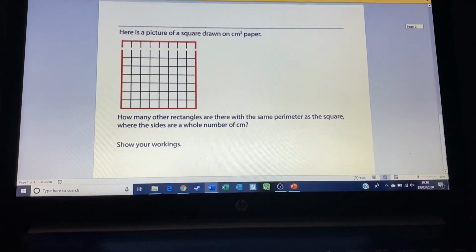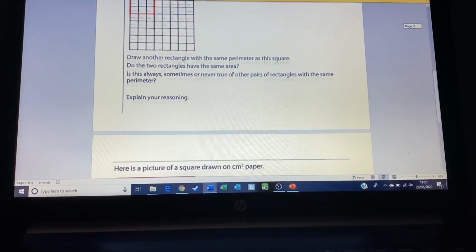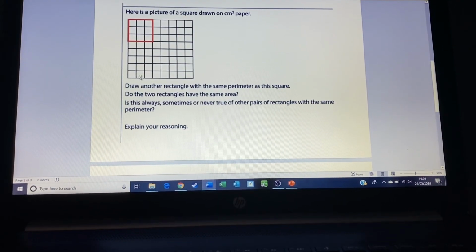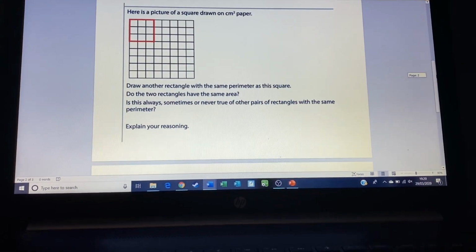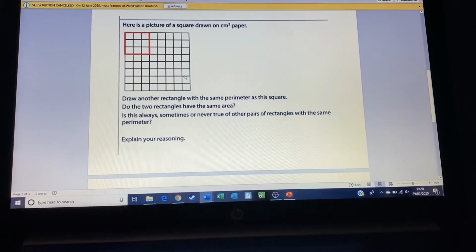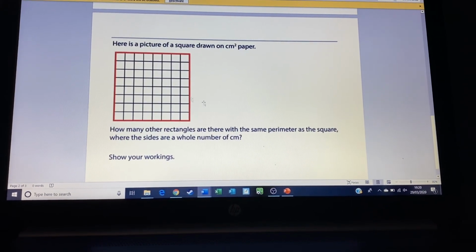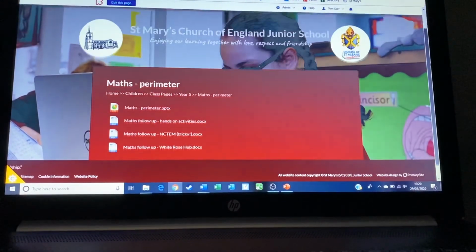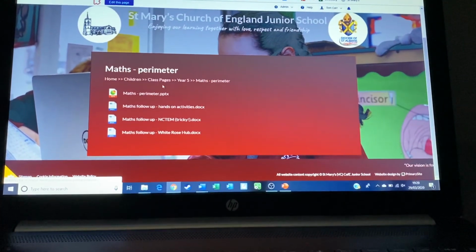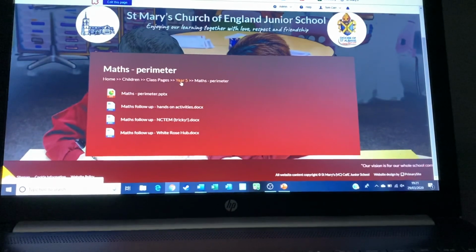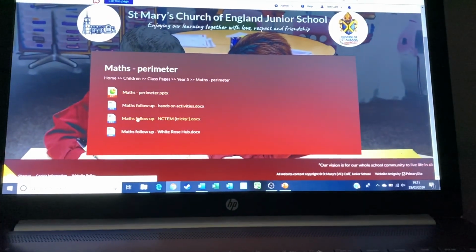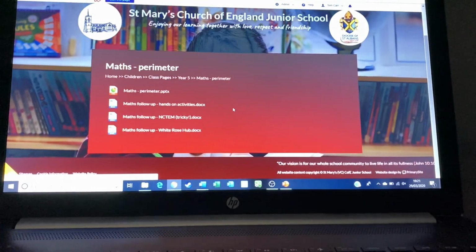The final one comes from the NCTM website, and there's just a couple of reasoning tasks. There's that one, and then these two, there and there, look exactly the same. So well, they don't, because you can see the red square, but they're very, very similar. So if it was me and I'm feeling quite confident, try this one here. If I'm feeling really confident, try this one here, because that one's a little bit trickier. So once again, they are on the school website where you found this lesson. Children, class pages, year 5, maths. It's in there, maths perimeter, and it's all in there.